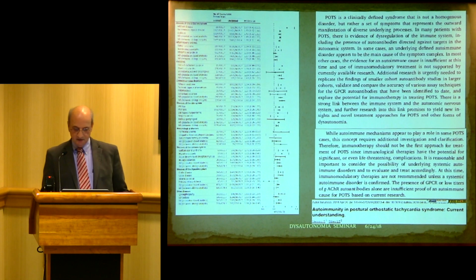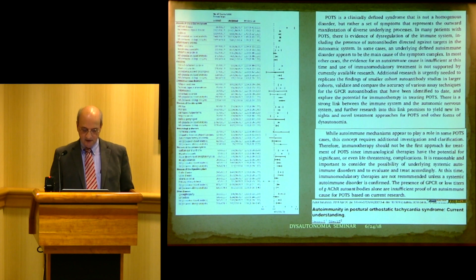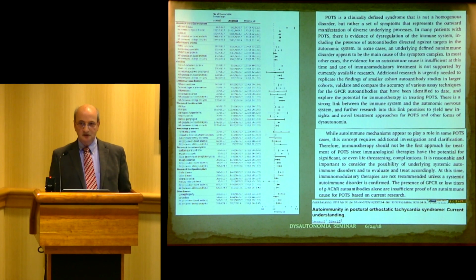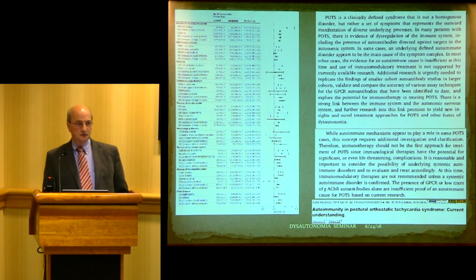On the other slide, the other half of the slide is too much to really present. But in short terms, there are autoimmune abnormalities associated with some forms of dysautonomia, and they are seeing more and more of these all the time.